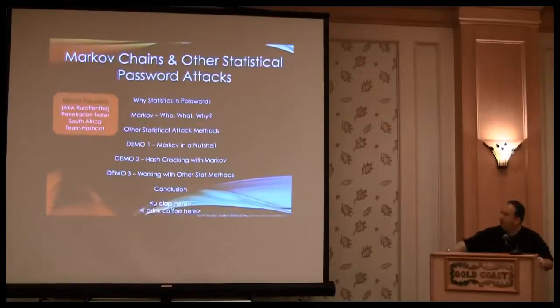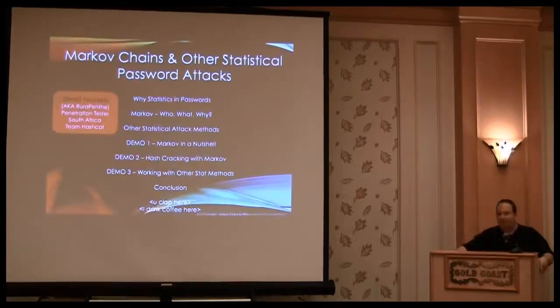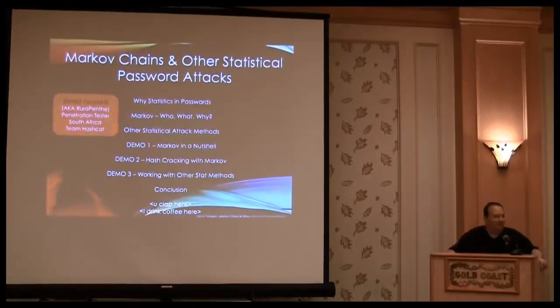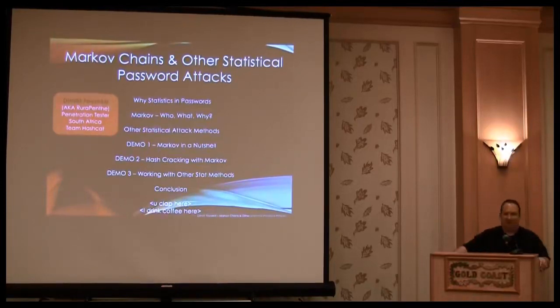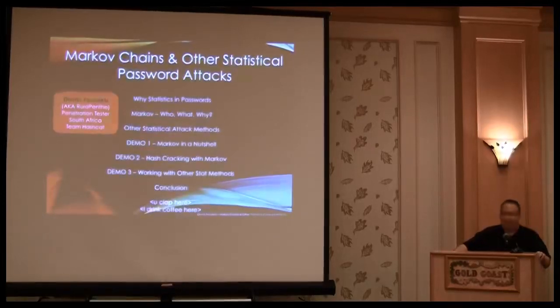So as you can see on the screen there, my name is Dimitri Fusekis. On Freenode, you'll find me under the nick Urapente. I get asked often where that comes from. It's very simple. It's the Klingon planet that they have a dilithium mine on, so put the 2 words together, that's where it comes from. I'm based in South Africa, work as a penetration tester, and I'm on Team Hashcat as well.